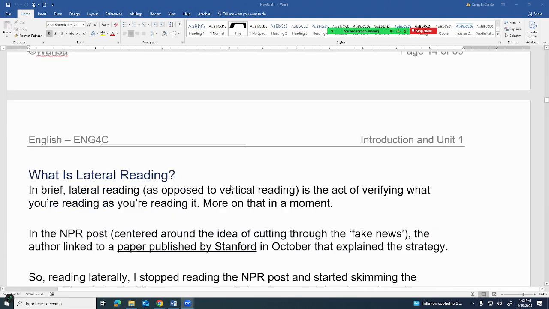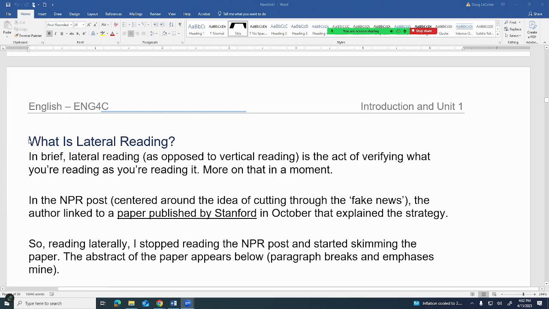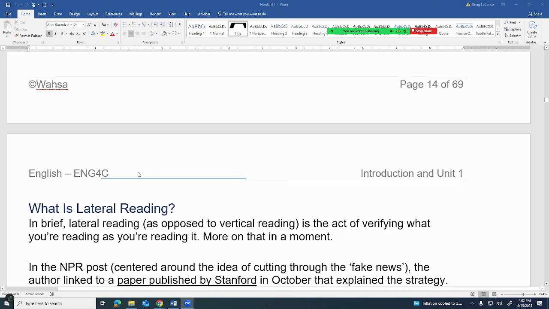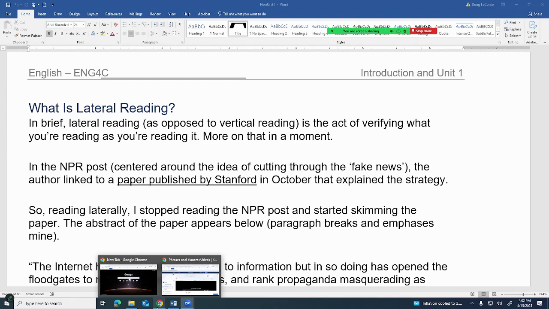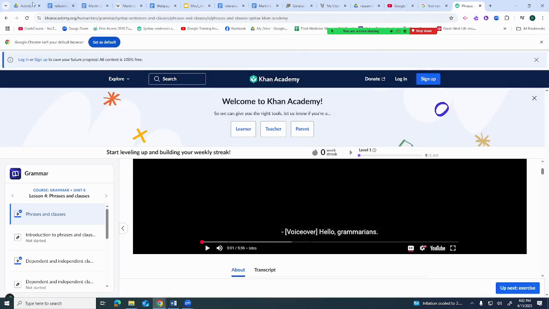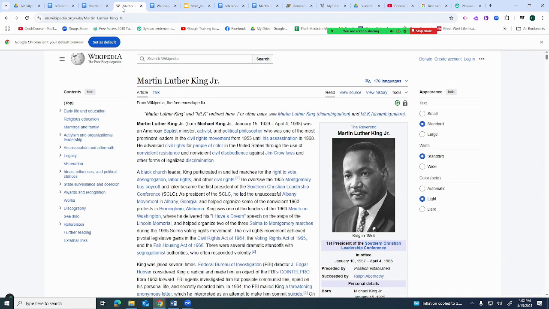I did give you lots of reading, and I hope you especially looked at this section on lateral reading on page 15. Now, it sounds like a confusing idea, but basically I'm going to demonstrate here for you what lateral reading is. And I'm going to bring up, let's see, I have a Wikipedia article here on Martin Luther King.